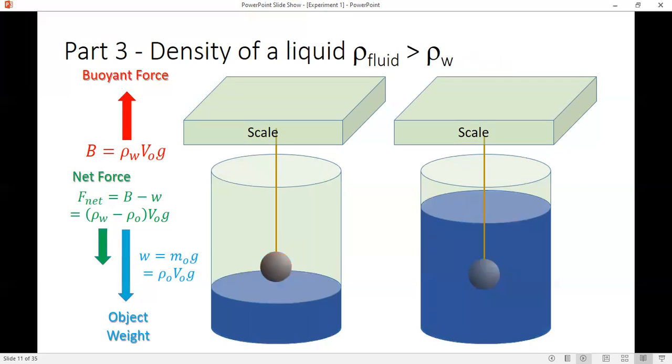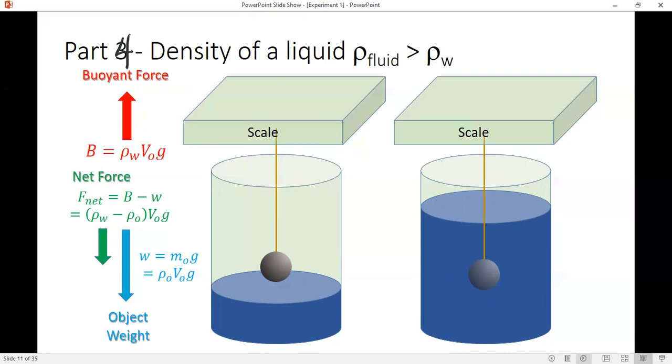The part of the experiment that we will not be performing, this is actually part 4, sorry about that, is if we use a density of a liquid which is greater than water, and we do this calculation again, we can use the measurements that we made earlier to then go back and find out what is the density of the fluid? If the fluid is greater than that of water, it's going to be more than 1,000 kilograms per cubic meter, or 1 gram per cubic centimeter.